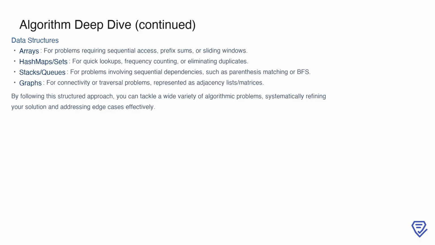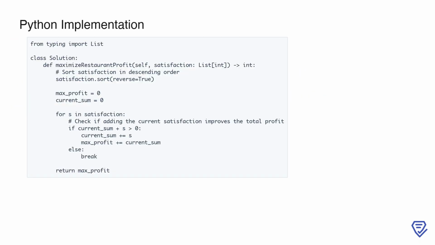Graphs are indispensable for connectivity and traversal problems and can be represented as adjacency lists or matrices depending on the specific requirements. By combining the right data structures with a structured problem-solving approach, you can systematically refine your solutions and account for edge cases effectively. This holistic method not only ensures correctness but also enhances efficiency, allowing you to tackle a wide variety of algorithmic challenges with confidence.